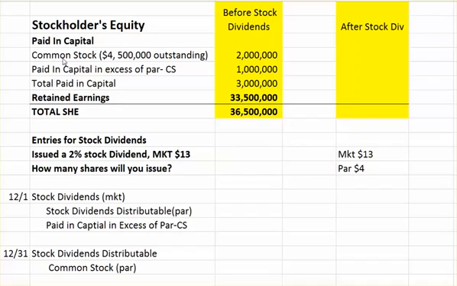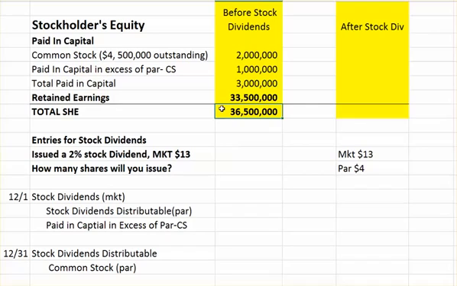You'll see here in the problem that we have 5,000 shares of outstanding common stock, $4 par, $2 million value. We have paid-in capital for common stock of $1 million, so total paid-in capital is $3 million. Retained earnings at the beginning of the problem is $33,500,000 for total stockholders' equity of $36,500,000.